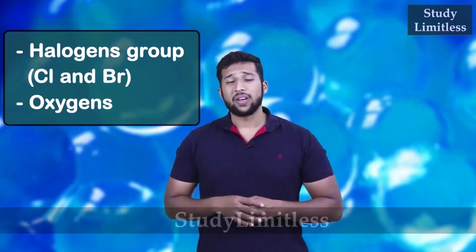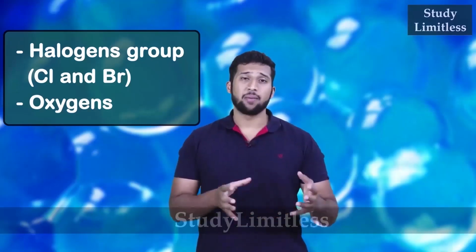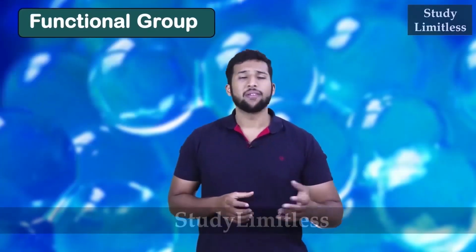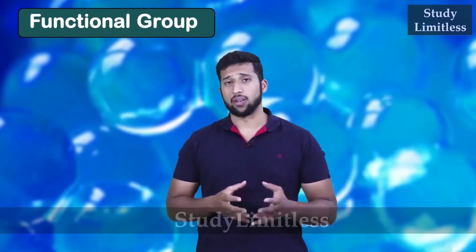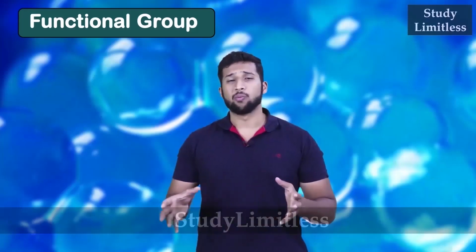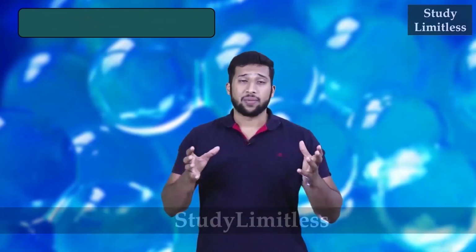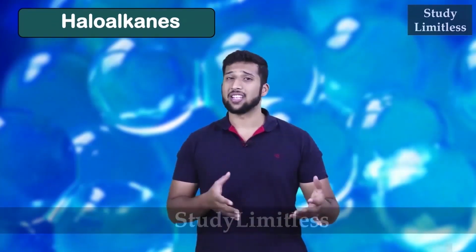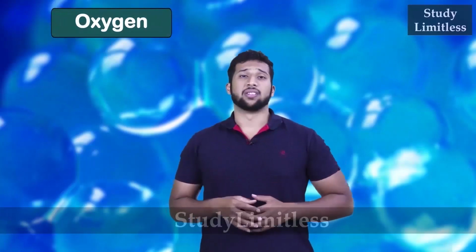And whenever you have carbon bonding with these, it is in the form of something called a functional group. So whenever you have carbon bonding with a halogen, maybe chlorine or bromine, you have chloro or bromo haloalkanes which are formed. These haloalkanes are nothing but a halogen which is attached to the basic carbon chain. Then you have the oxygen attached.